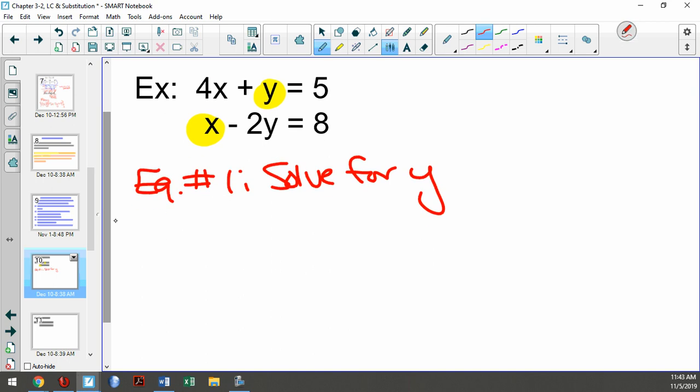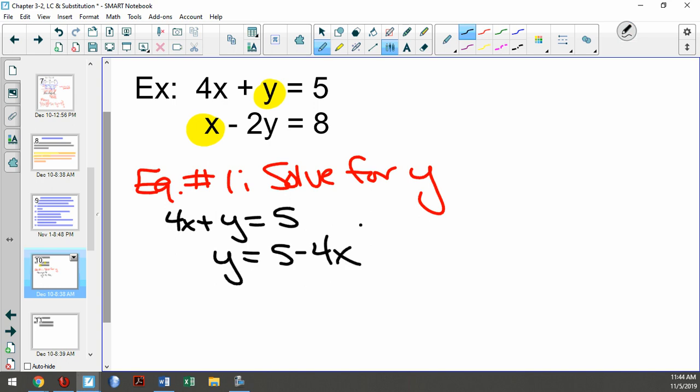So we're going to take equation 1, which is 4x plus y is equal to 5, and we're going to solve for y. So y is equal to 5 minus 4x. Box that in. That is the expression. Now I'm going to take equation 2.